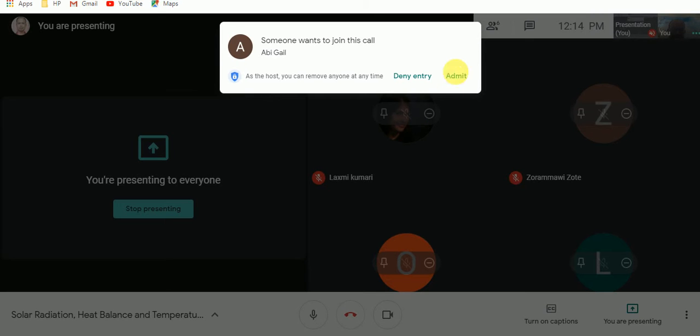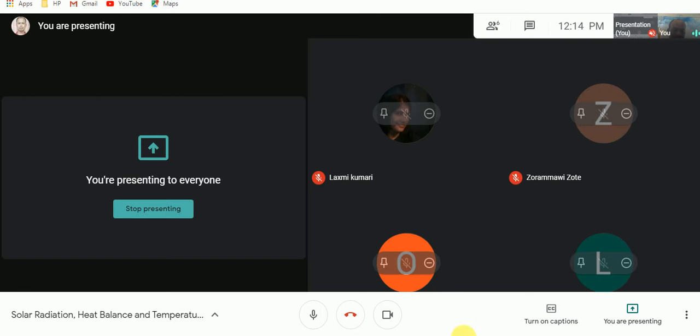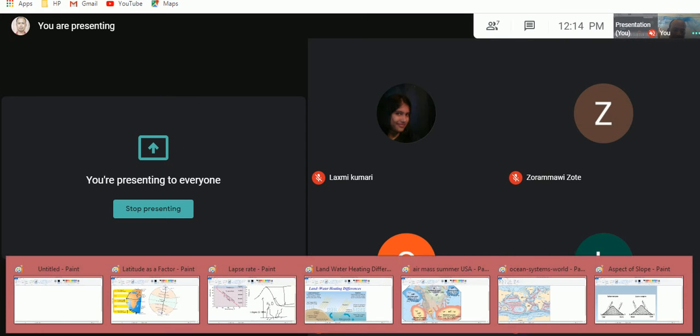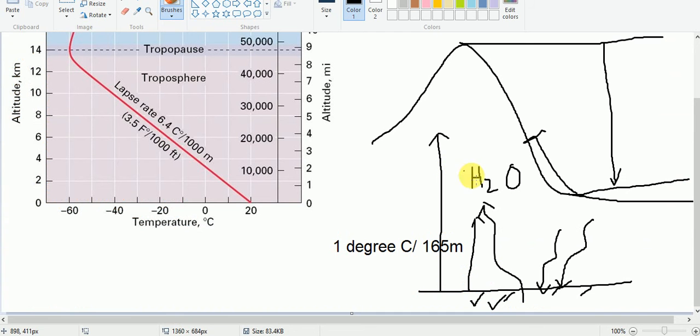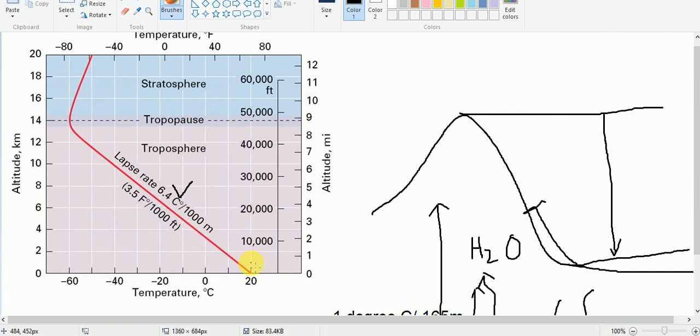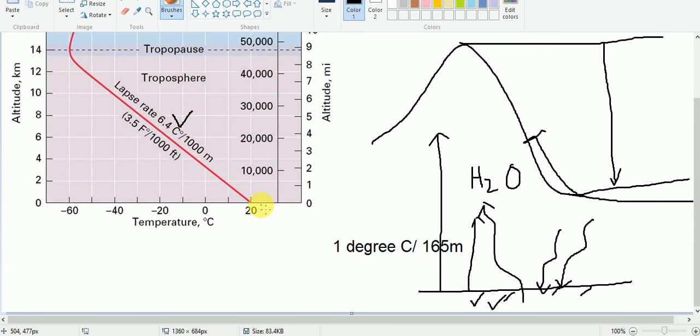That means if you climb up 1000 meters from the ground, then temperature will be decreased by 6.5 or 6.4 degrees Celsius. If you see this graph also, at the sea level the temperature is around 20 degrees Celsius. And when we climb up a mountain, or when we ascend towards the sky, temperature is decreased. Just see the diagram.